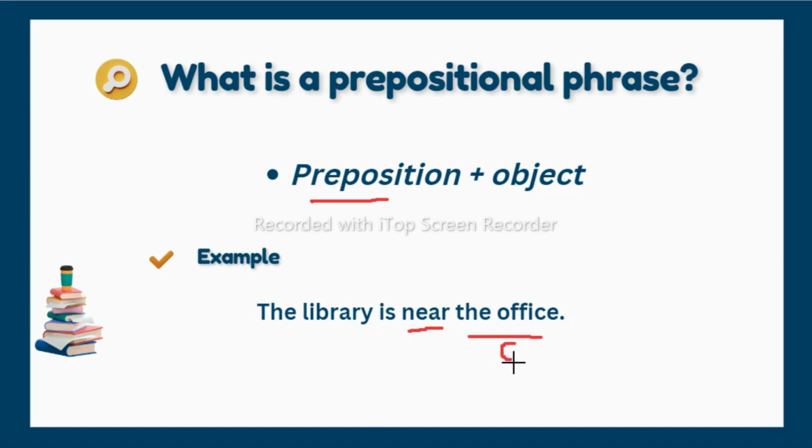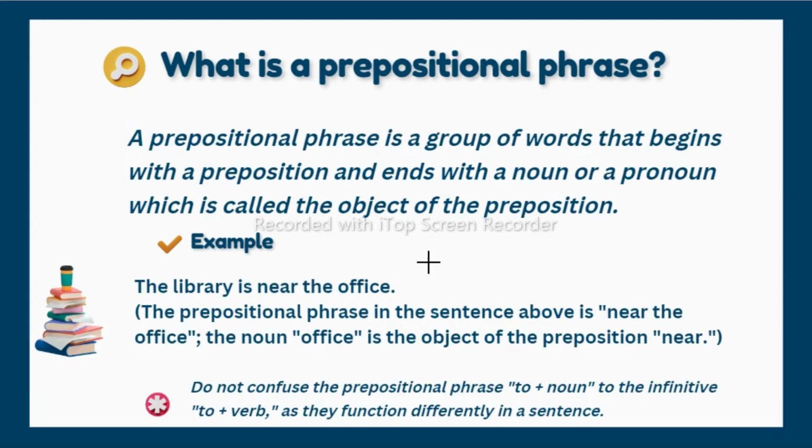It's the object and it is the preposition. Now this combination, preposition plus object together, is called a prepositional phrase. It's very simple. So let's see the definition of this prepositional phrase. A prepositional phrase is a group of words that begins with a preposition and ends with a noun or pronoun, because a noun or pronoun can be an object of a sentence. So the prepositional phrase begins here.